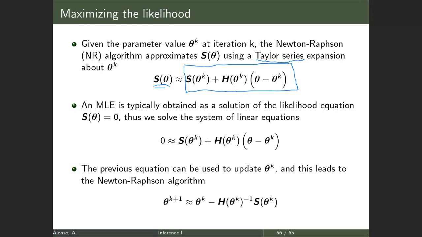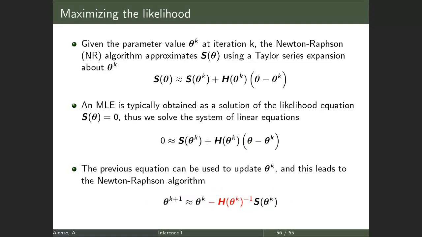Here you have the score function evaluated at the value you got in the previous step, then the Hessian evaluated at the value of the previous step, times theta minus the value you got in the previous step. You set this to 0, and now you have a system of linear equations in theta that you need to solve. With a little bit of linear algebra, you get the new value for theta, which depends on the value you had at the previous step. That is the way to calculate theta k plus 1 based on theta k.